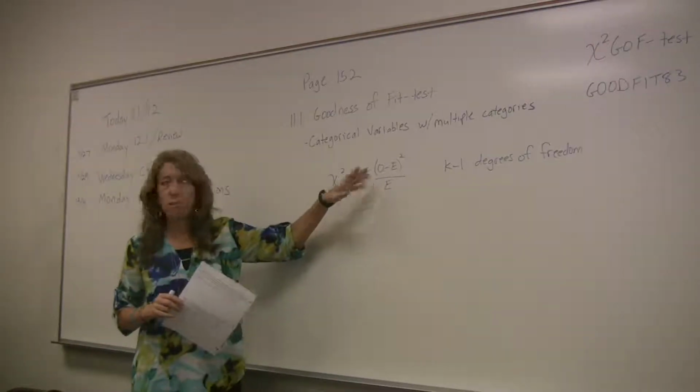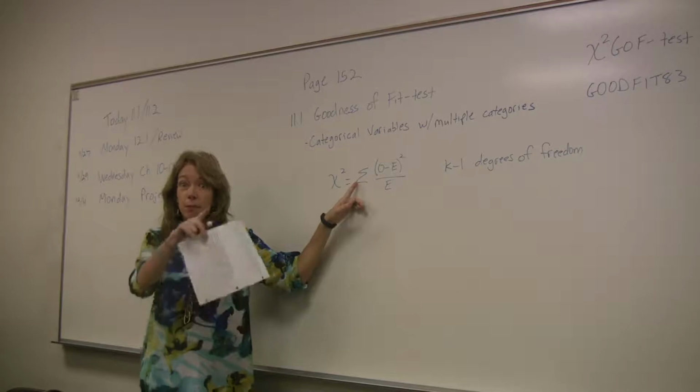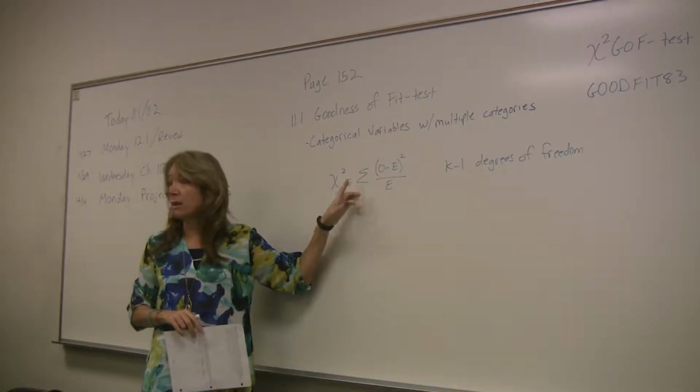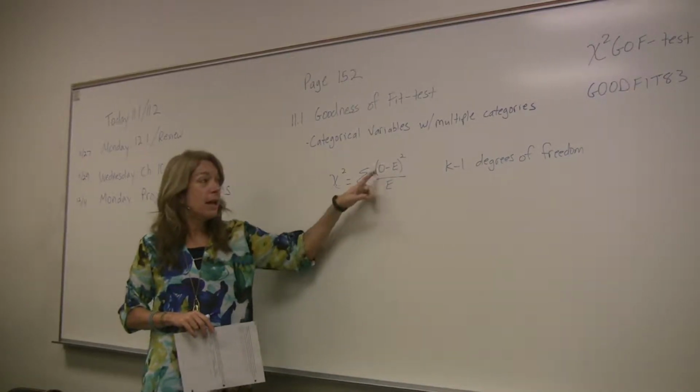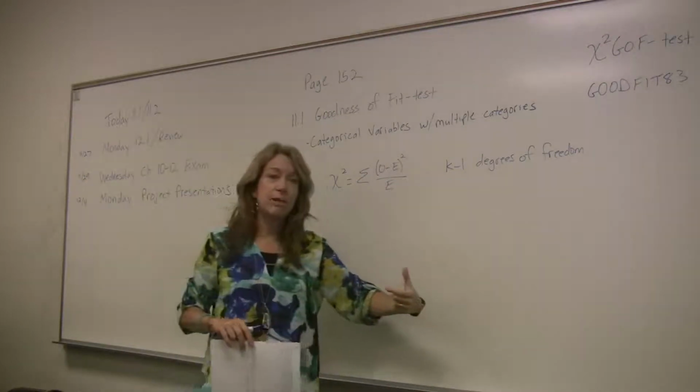And then there's this weird looking stuff here. What does this symbol mean? Sum. We're going to add a bunch of things up. So for each category, we're going to be adding something. And then there's these O's and these E's. We're going to talk about those as we go through the examples.